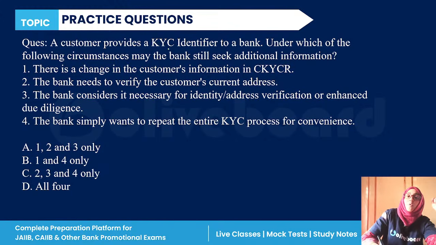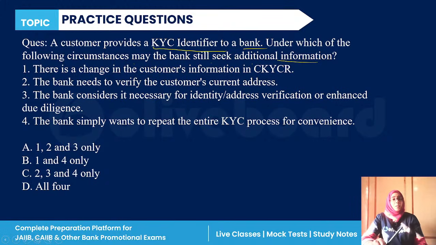Next, a customer provides a KYC identifier to a bank. Under which of the following circumstances may the bank seek additional information? There is a change in the customer information in the central KYC record registry. The bank needs to verify the customer's current address. The bank considers it necessary for identity, address verification or enhanced due diligence. The bank simply wants to repeat the entire KYC process for convenience.